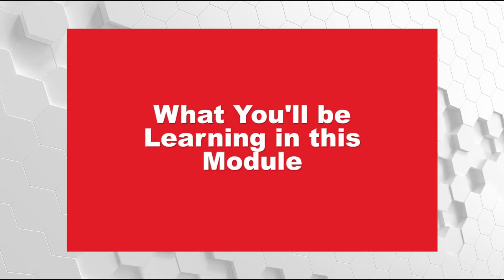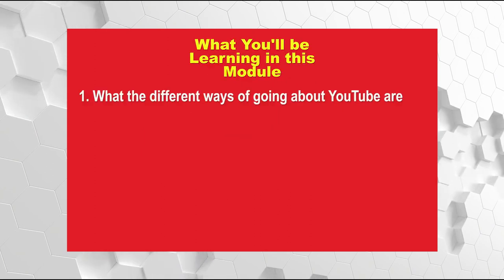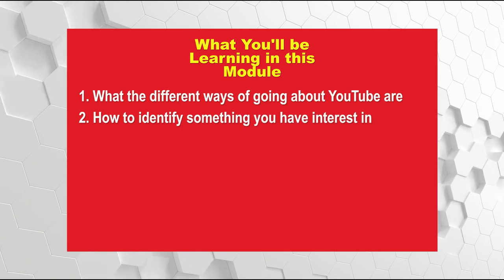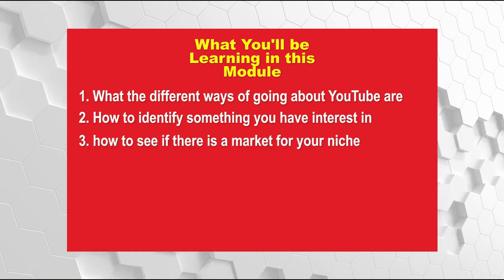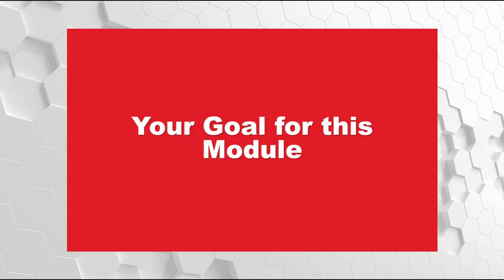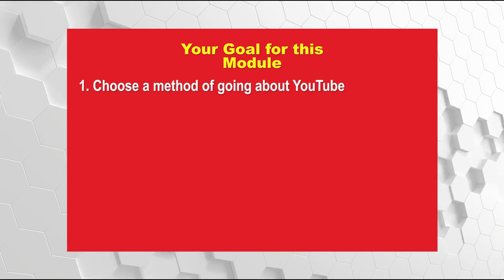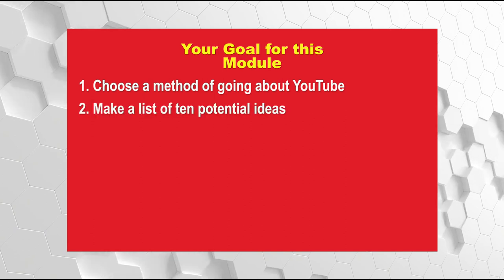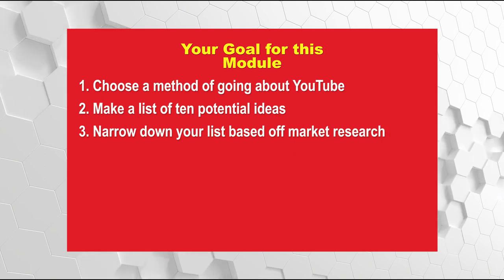Next is what you will be learning: what the different ways of going about YouTube are, how to identify something you have interest in, and how to see if there is a market for your niche. Now your goal for this module is to: 1. Choose a method of going about YouTube. 2. Make a list of 10 potential ideas. 3. Narrow down your list based off market research.